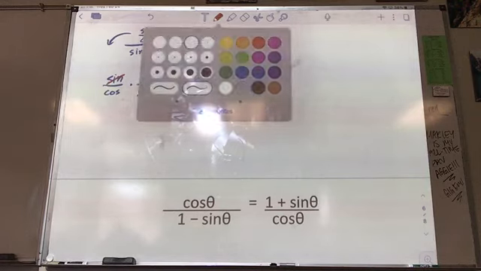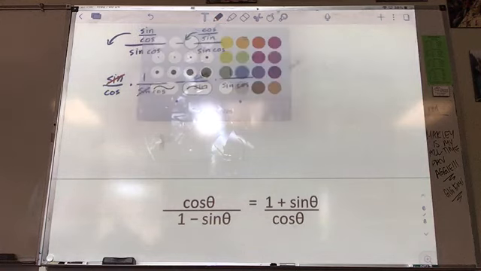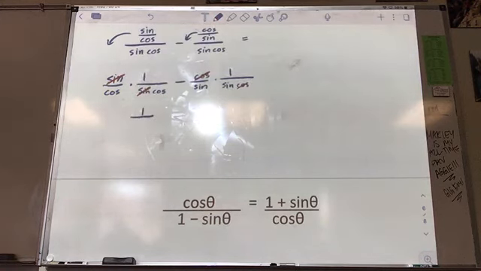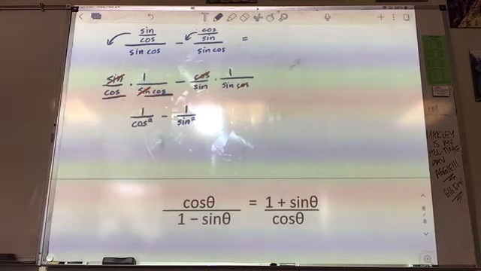So what do I have now? 1 over cosine minus 1 over sine. Not just cosine, cosine squared, because there were two of them. So 1 over cosine squared minus 1 over sine squared. Why did you square? Because cosine times cosine equals cosine squared, because you're multiplying the bottom.